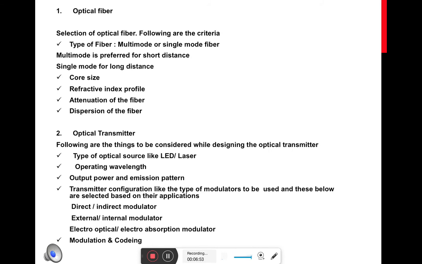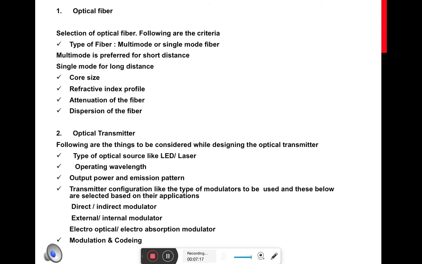So the next one is the optical transmitter. Which type of optical transmitter or optical source will he be using, like an LED or a laser? What is the operating wavelength? What are the output and emission patterns? What type of modulation and what type of modulators will he be using? What type of coding? So these are the factors the system engineer should consider before designing the optical transmitter.